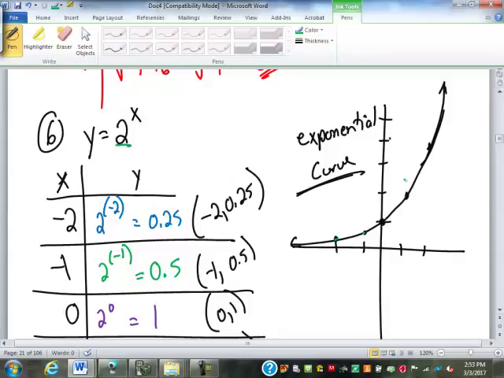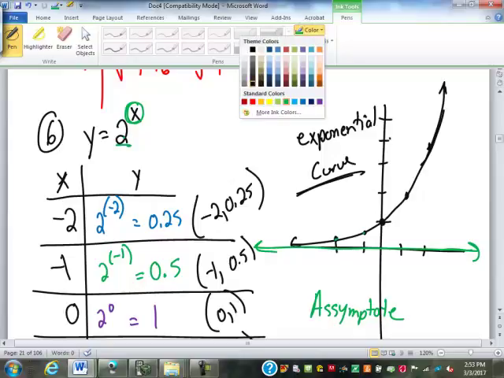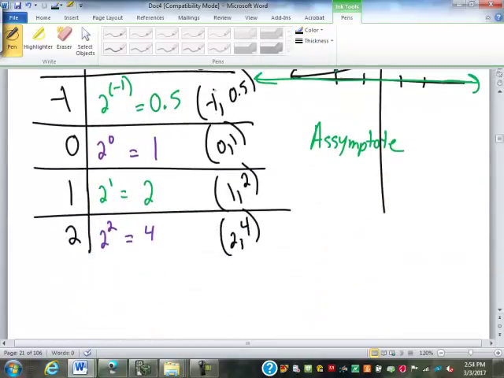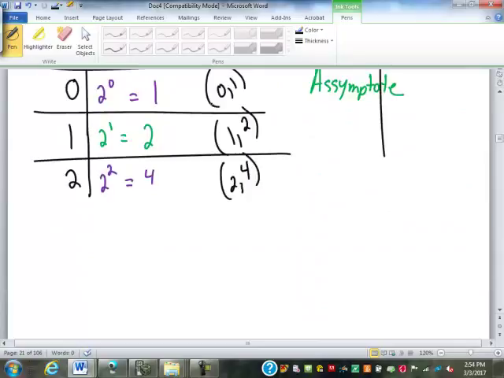And one common thing about these exponential curves is, like we saw up above, these have an asymptote. The asymptote for this is actually the x-axis. The value of y can never be 0. There is no number I can put in here for x that will make 2 to the power of x be negative, or even make it equal 0. It'll never equal 0 even. Okay, any questions on that one?